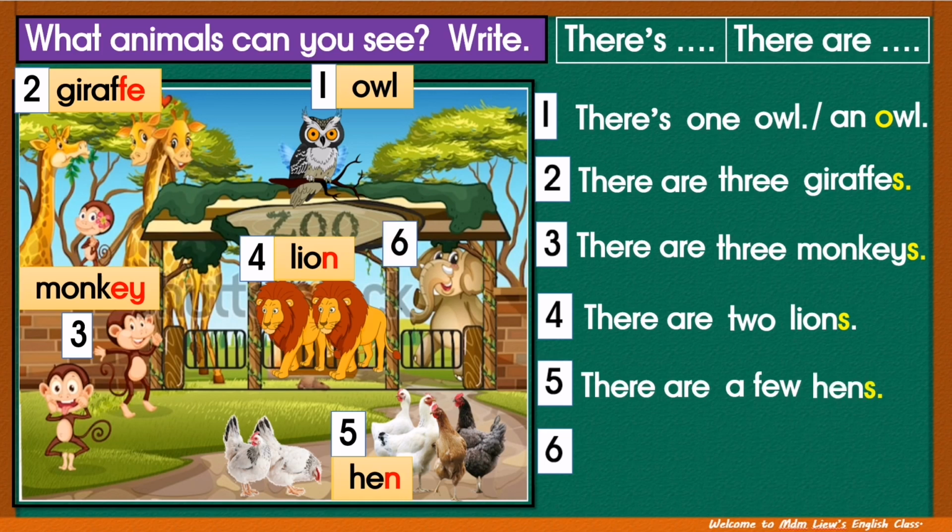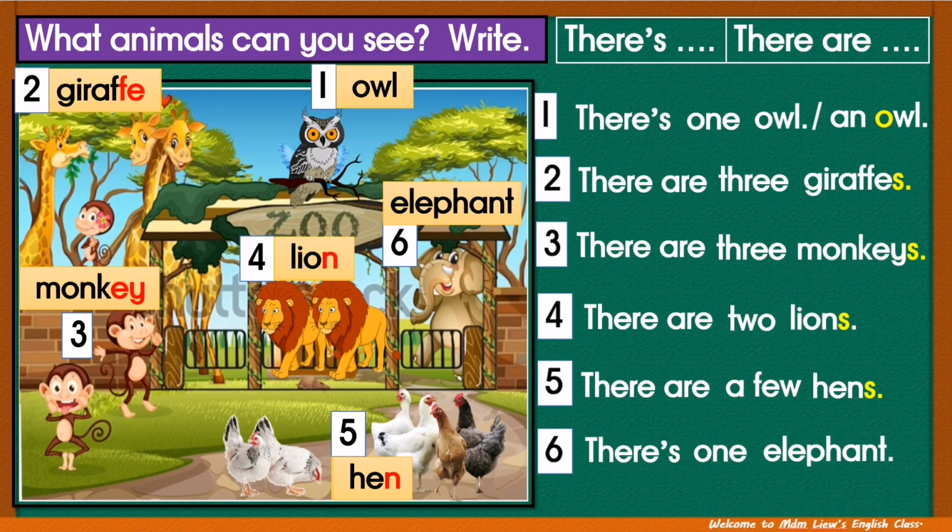Number 6. What is this? Yes, elephant. How many elephants can you see? Only 1, right? So begin your sentence with yes, very good, there is, followed by the number yes, 1, and the noun yes, elephant. Instead of 1 elephant, we can also use an elephant because the noun elephant begins with a vowel sound A. There's 1 elephant or there's an elephant.